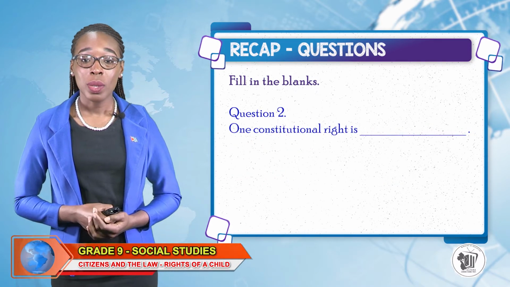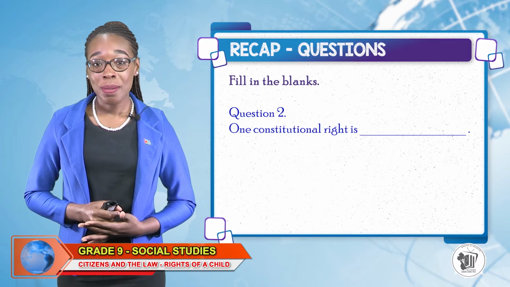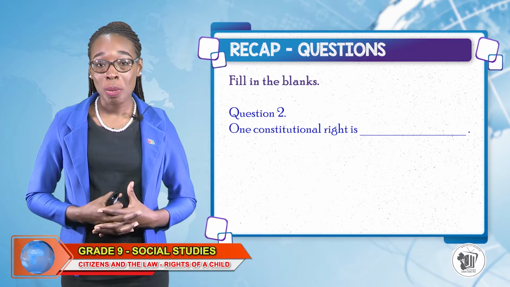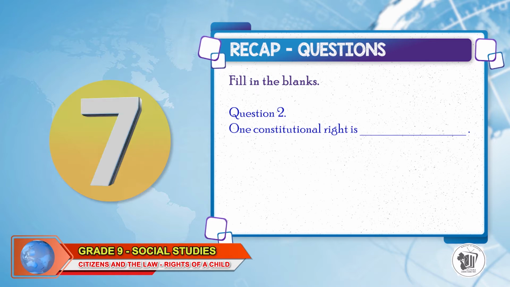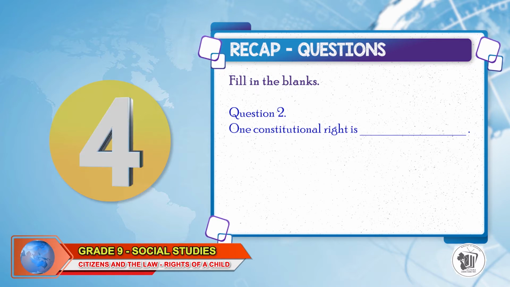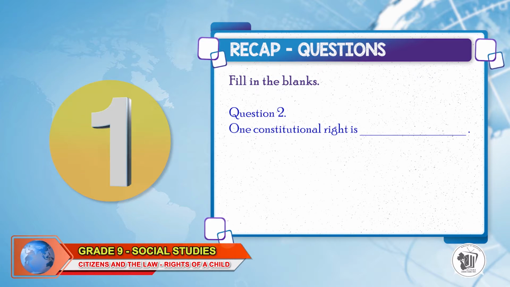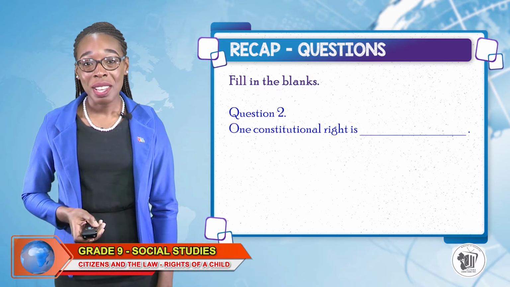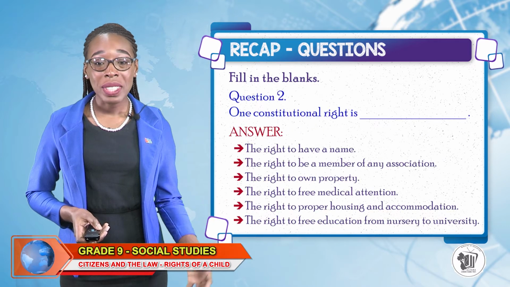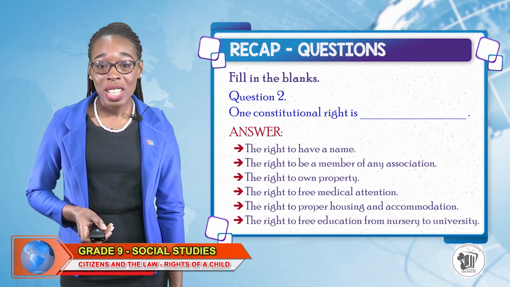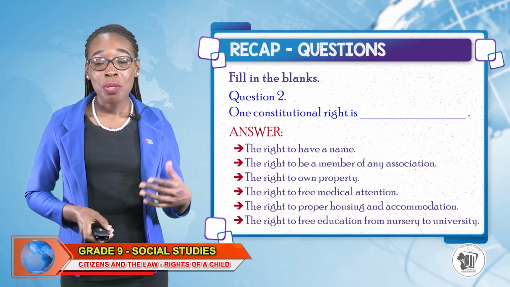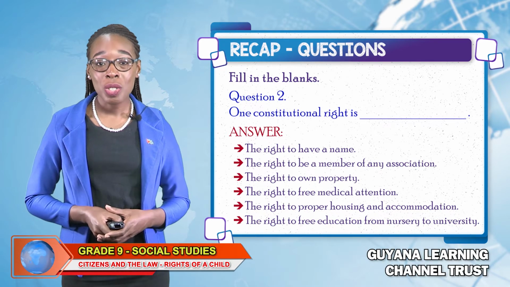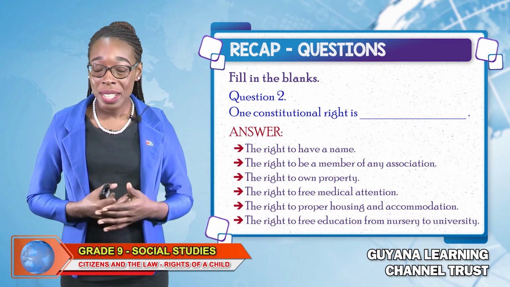Our second question, one constitutional right is? We did list many of them the last time we met, so name any constitutional right that you may remember. All right, there are quite a few responses that you can give. You might have said the right to have a name, the right to be a member of any association, the right to own property, the right to free medical attention, the right to proper housing accommodation, the right to free education from nursery to university. Any one of those that you would have mentioned, it is correct.